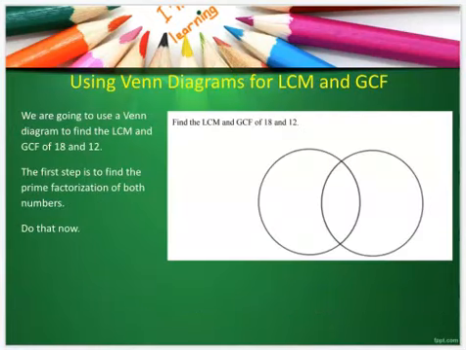Now, sometimes that listing procedure can take a long time, so I'm going to show you a new strategy that I'm not sure you've seen before, where you can use Venn diagrams for LCM and GCF. And you're probably going, oh, not Venn diagrams again. I think you'll like this because you're going to use this as a tool to help you. So we're going to use numbers 18 and 12, and the first thing we have to do is find the prime factorization of both numbers. So do that now before you move on.